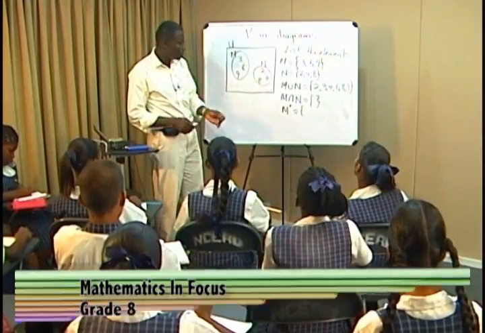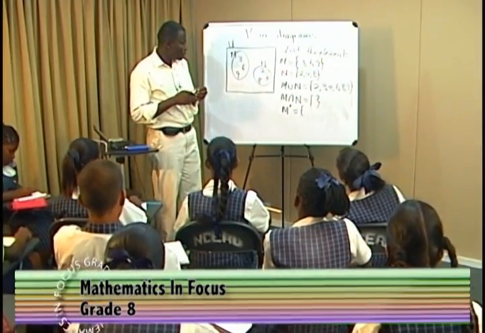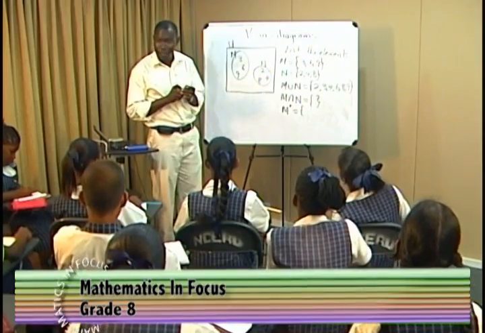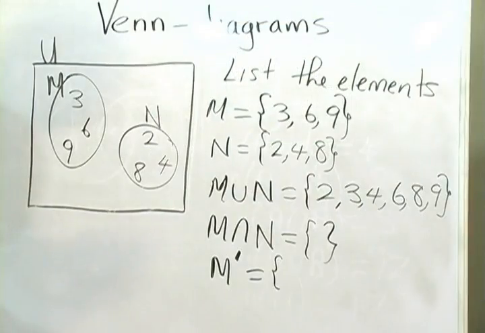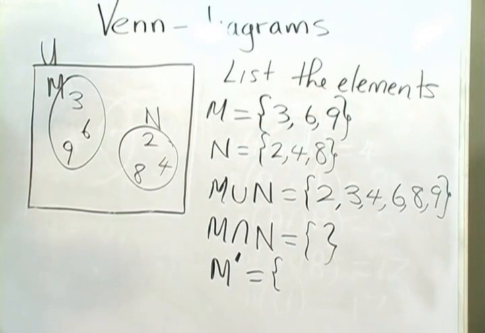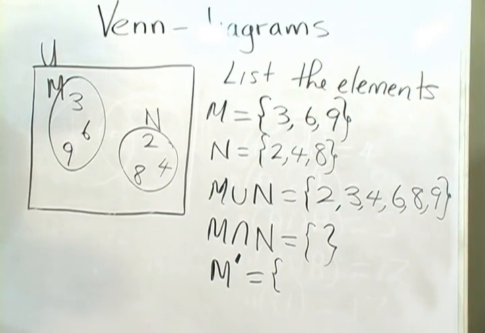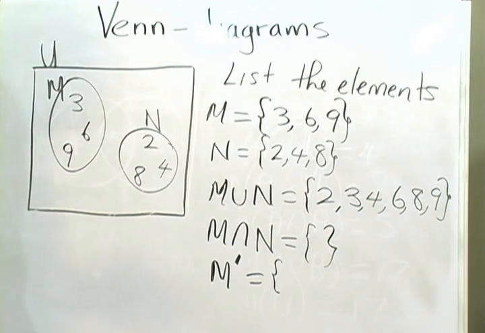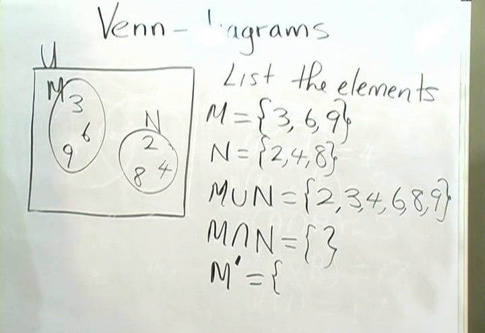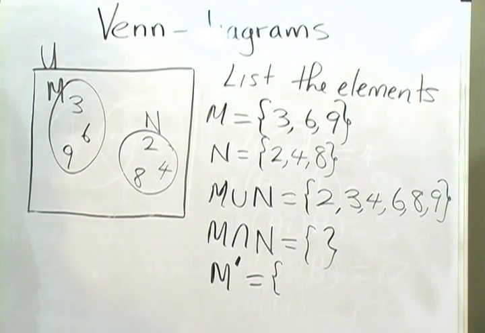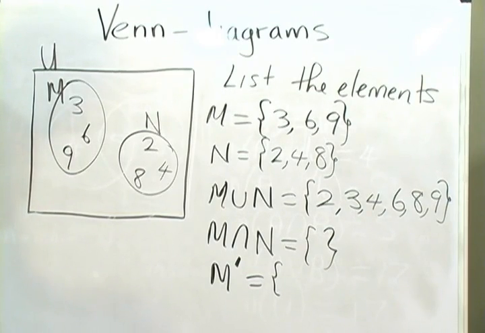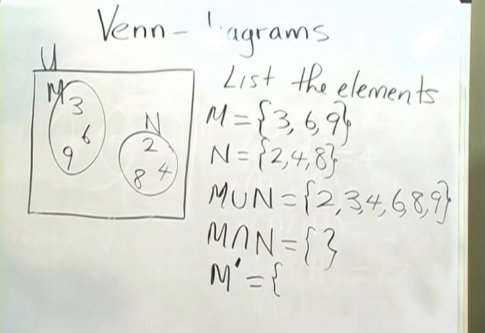what are the elements in M complement? 3, 6, 5. Someone is saying 3, 6, and then they stop. Someone is saying 5. Wow. 5, 3, 6, 5. I have some questions to ask afterwards. Yes, who else? 2, 4, 8. All right.